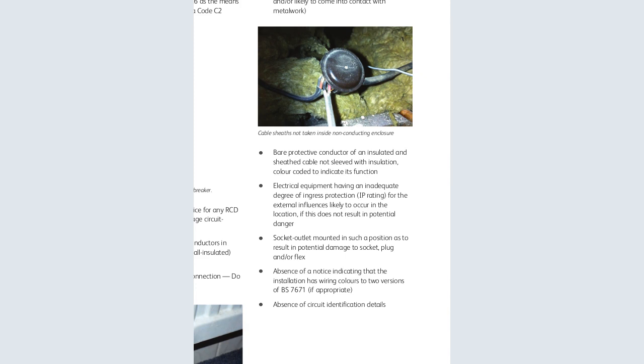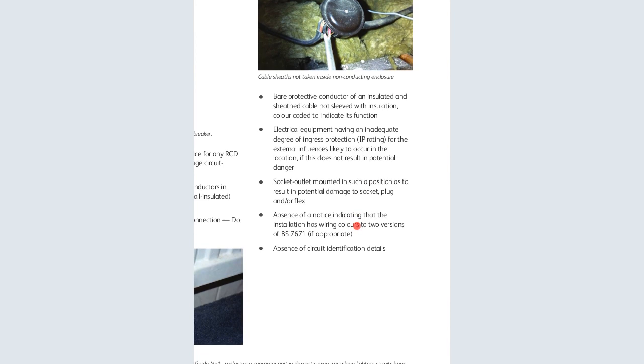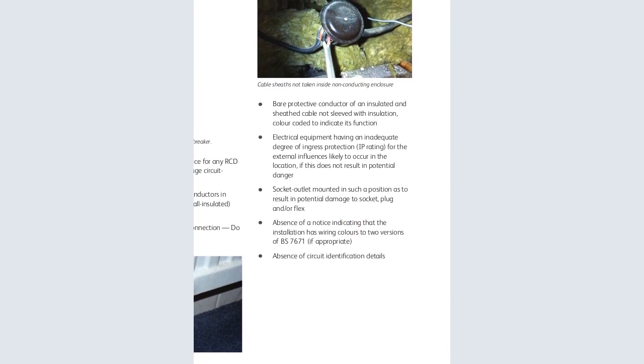Now, another one is electrical equipment having an inadequate degree of ingress protection rating for the external influences likely to occur in the location, which results in potential danger. Another one is the socket outlet mounted in such a position as to result in potential damage of the socket or plug. Another thing is the absence of the notice indicating that the installation has wiring colors of two versions. Another one is absence of circuit identification details. Those are the class C3.